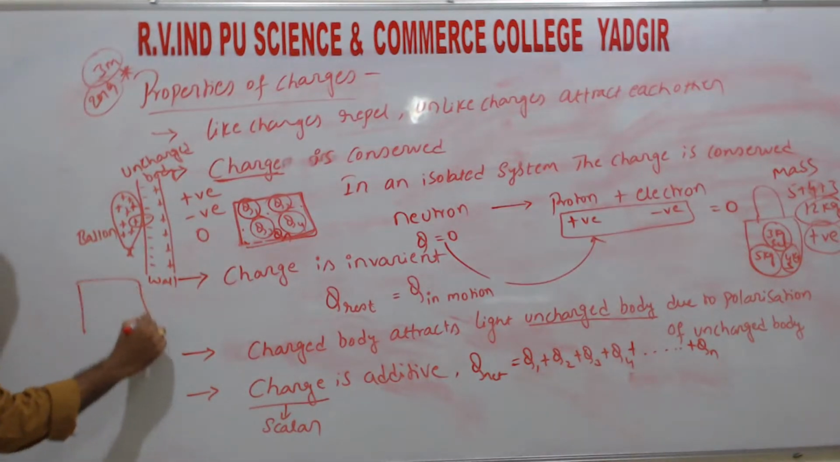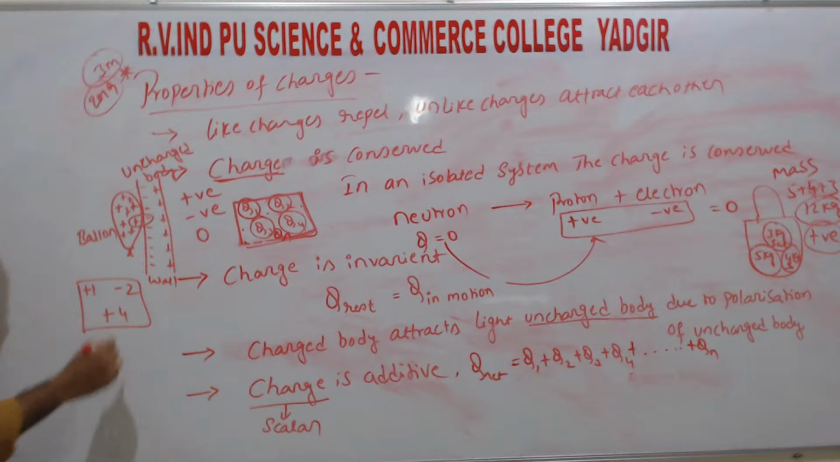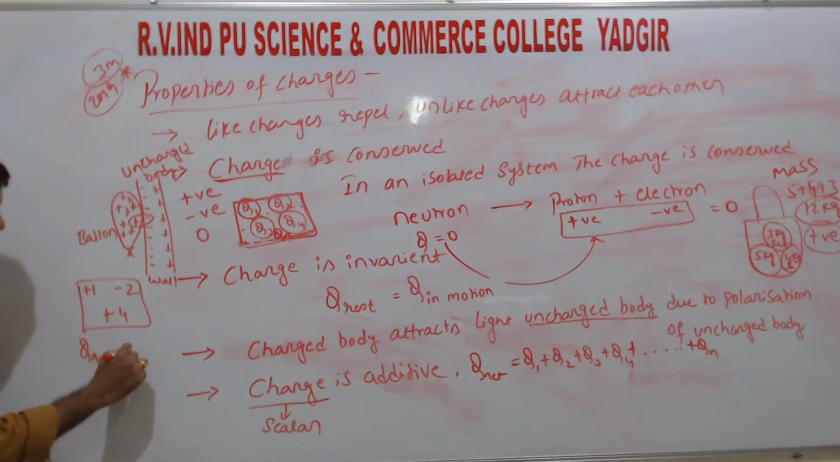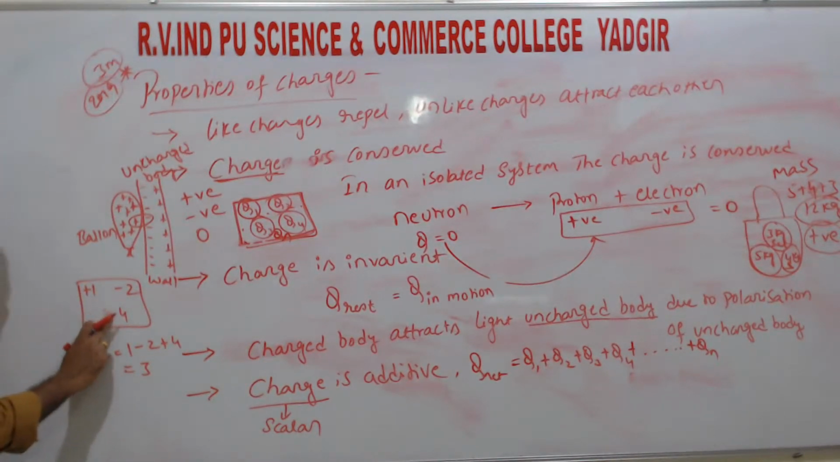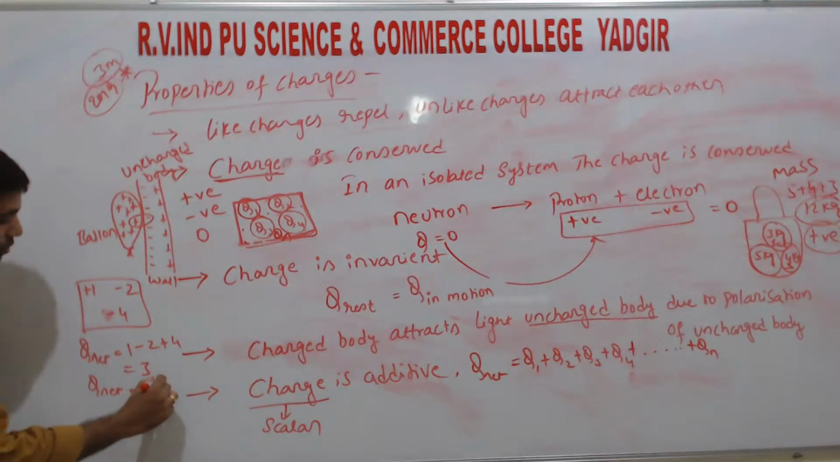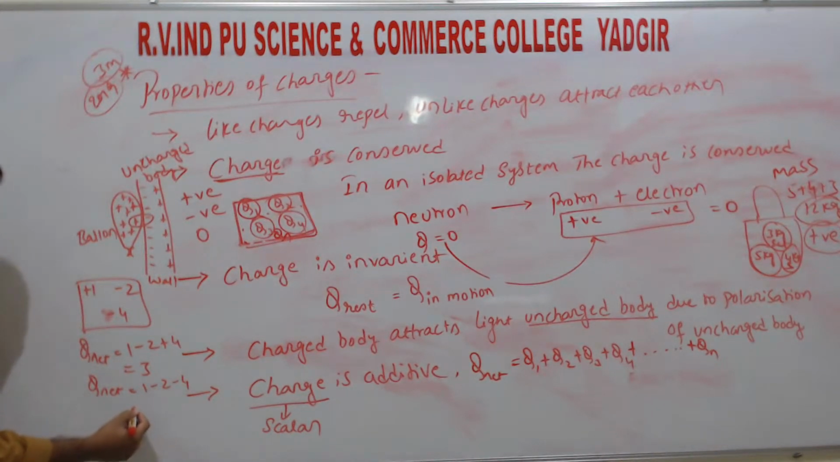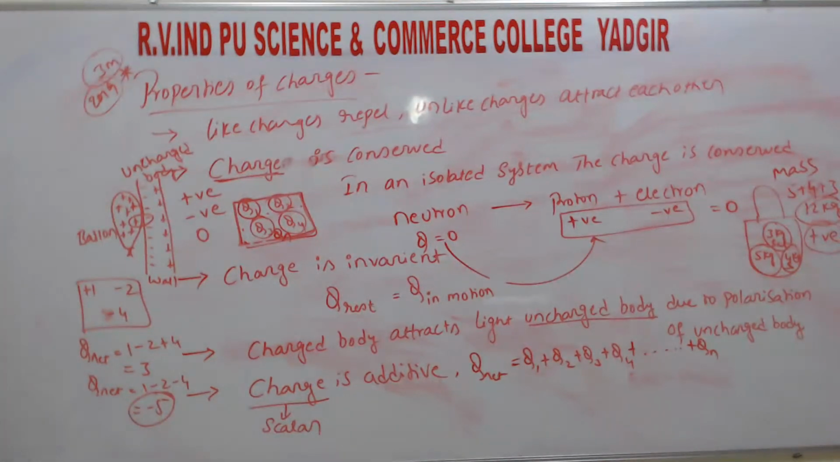If we consider one system where we have plus 1, minus 2, and plus 4, then the net charge Q net equals 1 minus 2 plus 4. So 1 plus 4 is 5, minus 2, that is 3. Similarly, if we take 1 minus 2 minus 4, Q net equals 1 minus 2 minus 4, that is minus 5. Here the net charge in the system is negative, so we call this system negatively charged. In the earlier case, the system is positively charged.